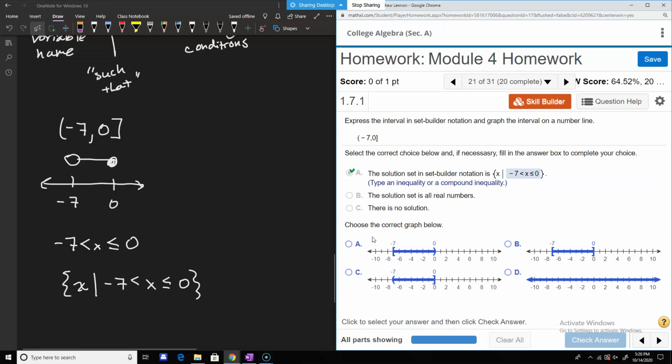Are there more options? Oh, it's this one, C. So rather than using the rounded dot and the shaded dot, they're just using the grouping symbols that we have from the interval notation. Notice that this rounded symbol matches up with the open dot, and the square bracket matches up with the shaded dot.